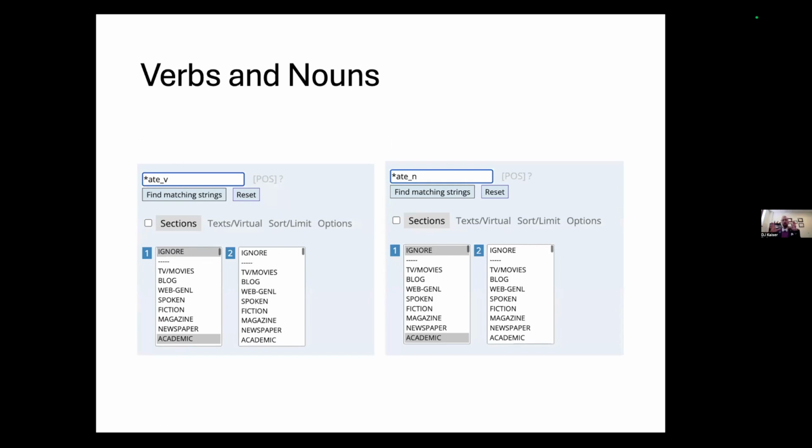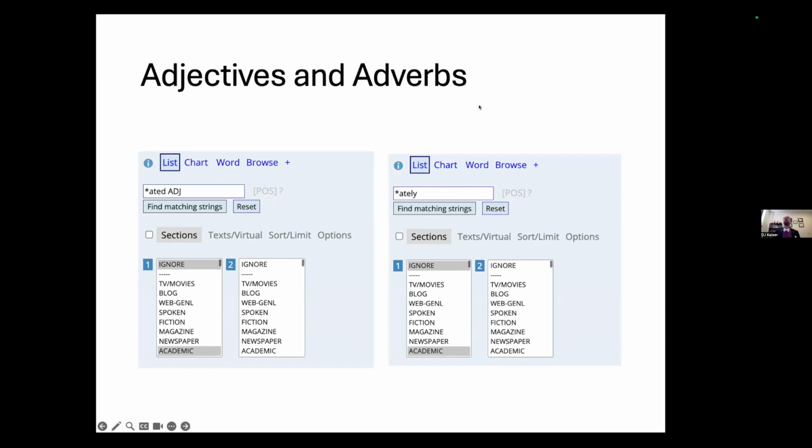So I'm going to be pulling from fewer words, but then I will be able to find verbs that appear in academic texts that have this ATE ending, and then the same for ATE for nouns. Then for adjectives and adverbs, the search is a little bit different, with the ADJ is what I found. And then I just used ATELY for adverbs because that's what the spelling would be.